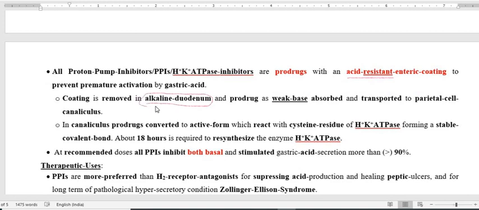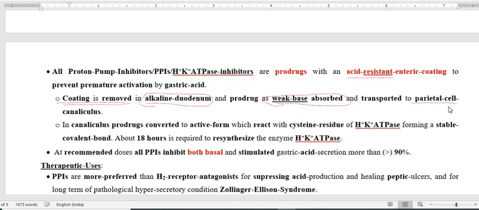So within the duodenum, the enteric coated drug's coating gets removed. Once its coating is removed, the drug, being a weak base, gets absorbed. Once the drug gets absorbed after the decoating, it gets transported. Where does it get transported? To the cell that participates in the formation of hydrochloric acid. The name of the cell is the parietal cell.